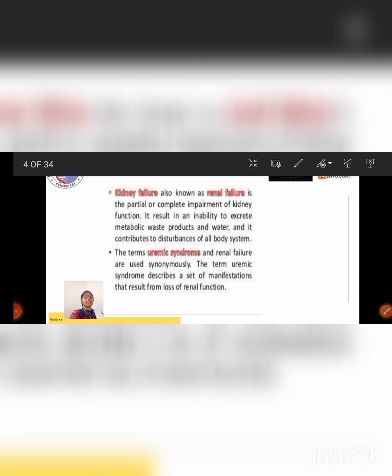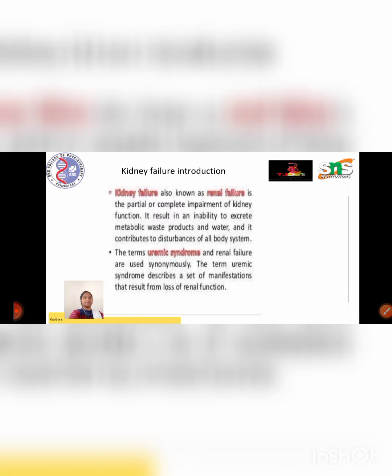Kidney failure. Kidney failure, also known as renal failure, is the partial or complete impairment of the kidney function. It results in an inability to excrete the metabolic waste products and water, and it contributes to disorders of all the body systems. The terms uremic syndrome and renal failure are used synonymously. The term uremic syndrome describes a set of manifestations that result from loss of renal function.